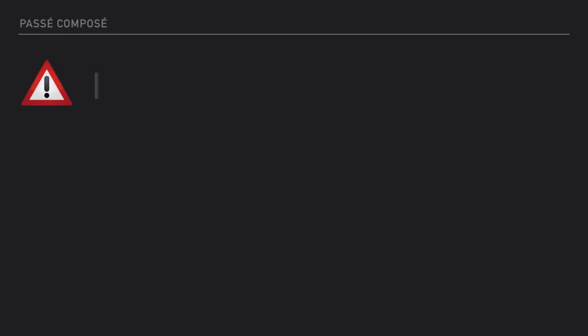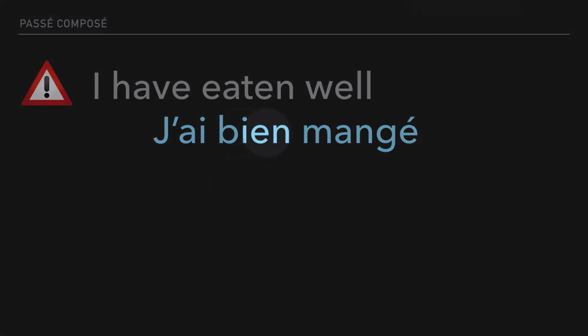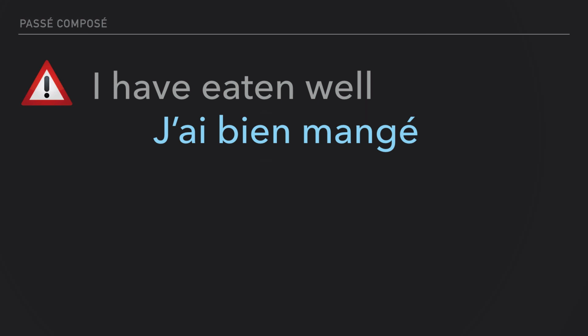Pay attention to the place of the adverb. I have eaten well. Well is the adverb in English at the end of your sentence, but in French it is between the two verbs. J'ai bien mangé, it is the only place of the adverb bien, between the auxiliary verb and the past participle. It could be j'ai beaucoup mangé, I have eaten a lot, or j'ai assez mangé, assez meaning enough. Always between the two parts of this compound tense.